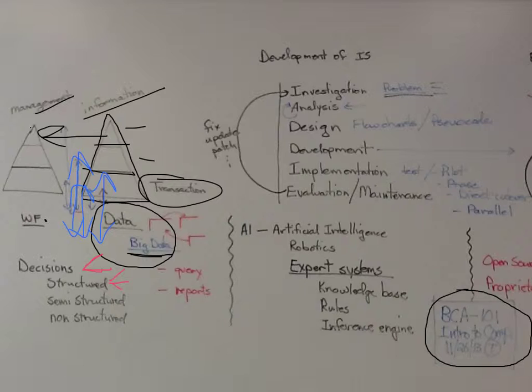Structured decisions can often be made by the computer itself. Semi-structured information can help us, and information can help us make non-structured decisions. But the structured decisions are decisions that the computer can make by itself. Like if it knows when milk gets to this level, it orders it from this company. That can be built into the information system.